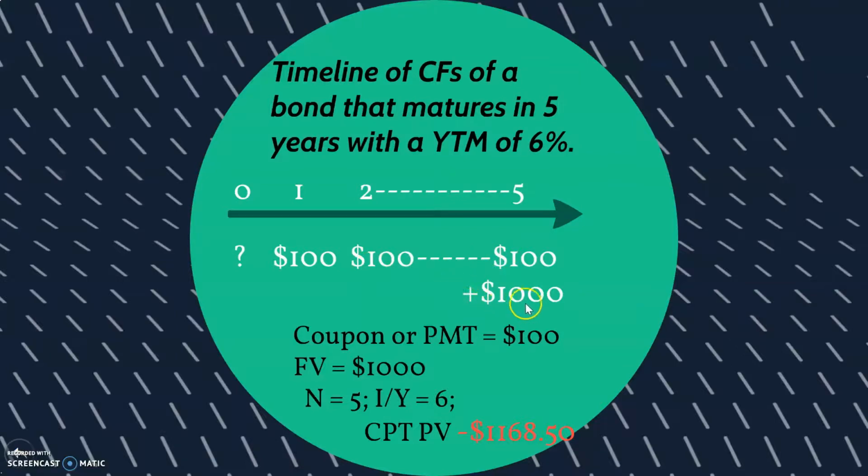And you have the future value or the face value that you get at the end of the maturity, which is $1,000. As you can see, this looks like a stream of annuity payments with a future value. So coupon or payment equals $100. Future value or face value equals $1,000. N is 5. I/Y is 6. So when you compute the PV, you get the price that is $1,168.50.